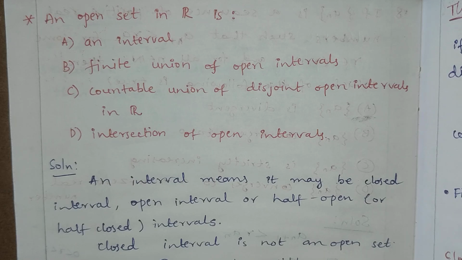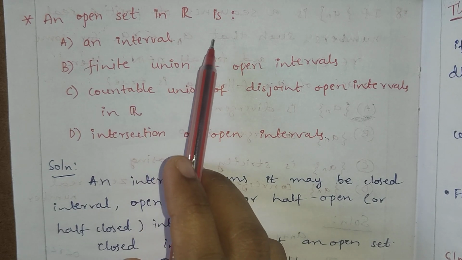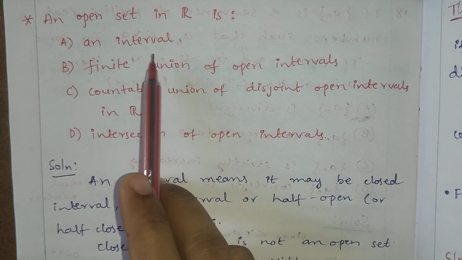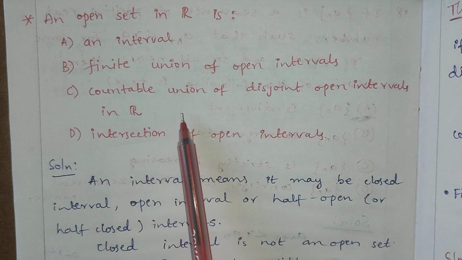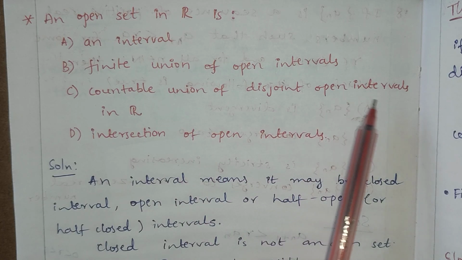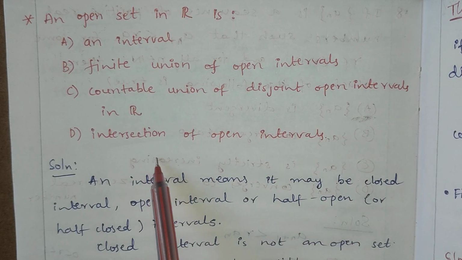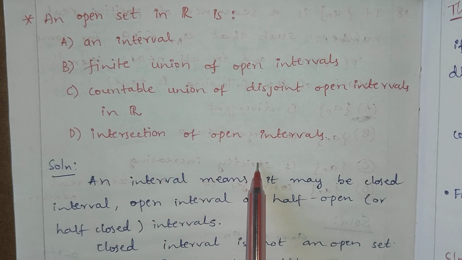Today I am discussing some properties of open and closed sets in the real number system. The question is: an open set in R is option A, an interval; option B, finite union of open intervals; option C, countable union of disjoint open intervals in R; option D, intersection of open intervals.